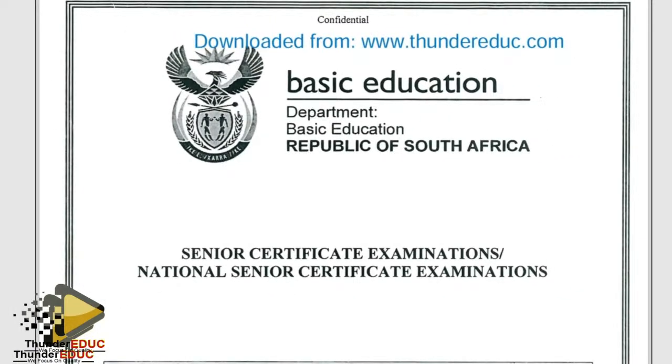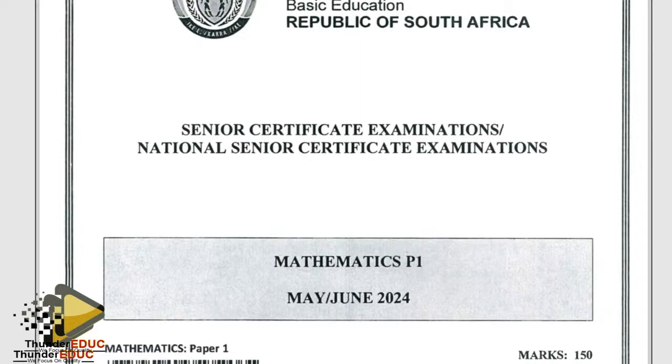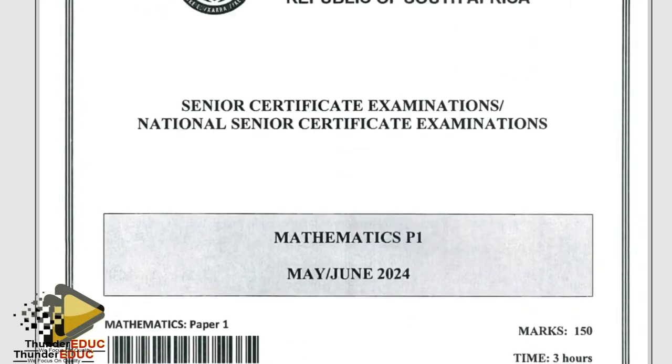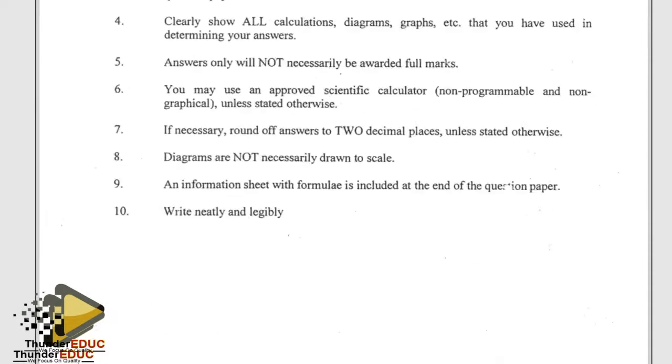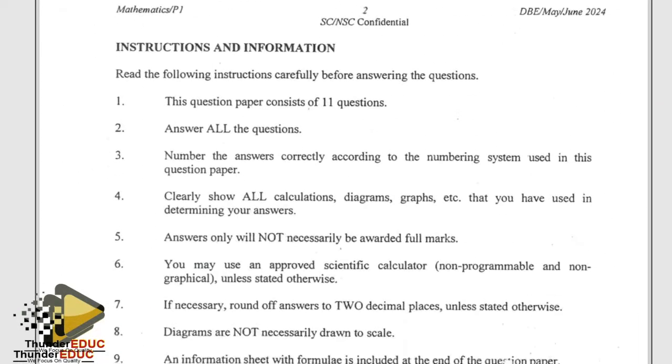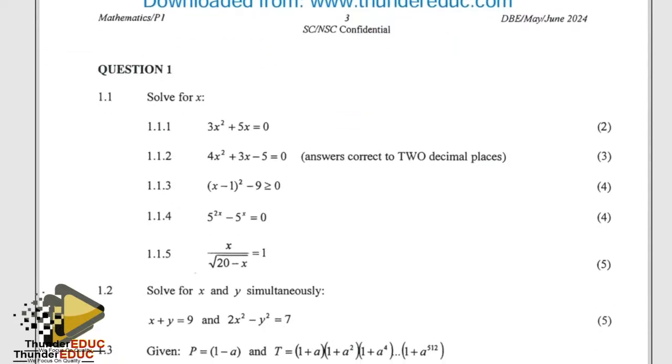Hello, welcome to yet another episode where we shall be looking at the possible or suggested memorandum for the mathematics paper 1, May-June 2025. Okay, so the paper was a 3-hour paper. Those were the instructions. And we have our first question. Okay, so the first question was telling us to solve for x.